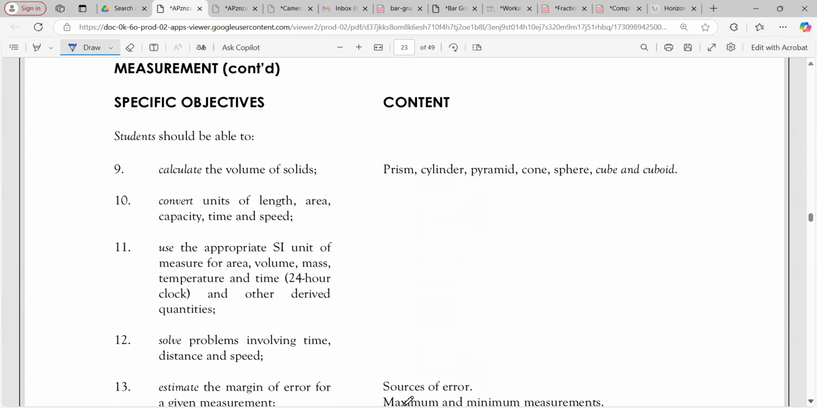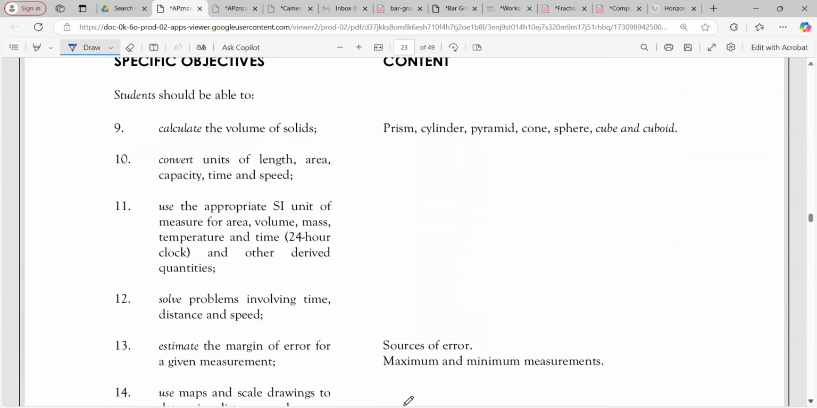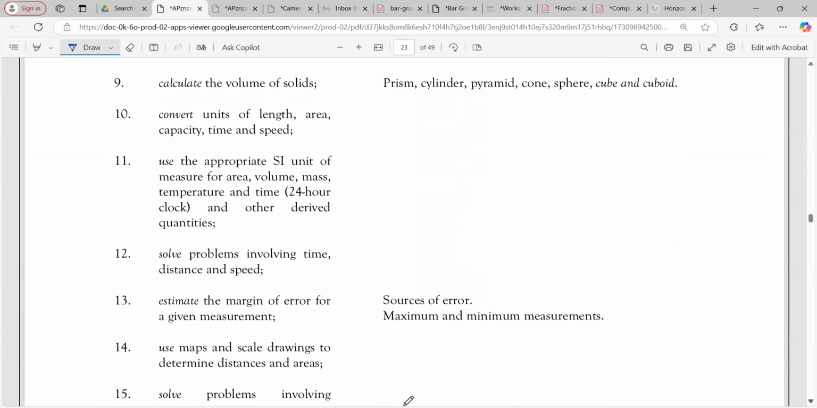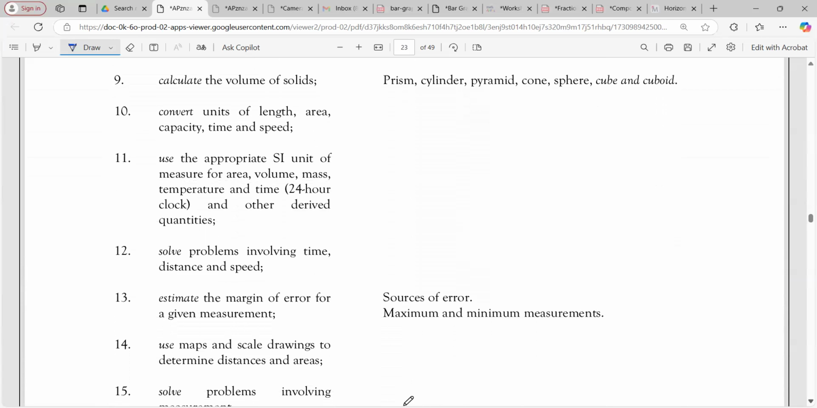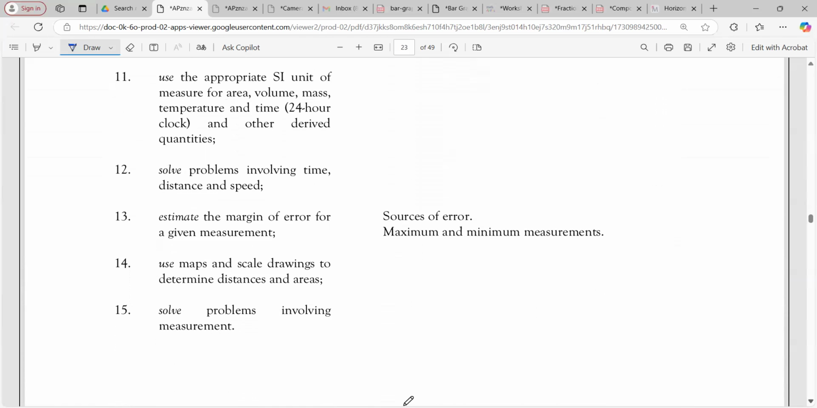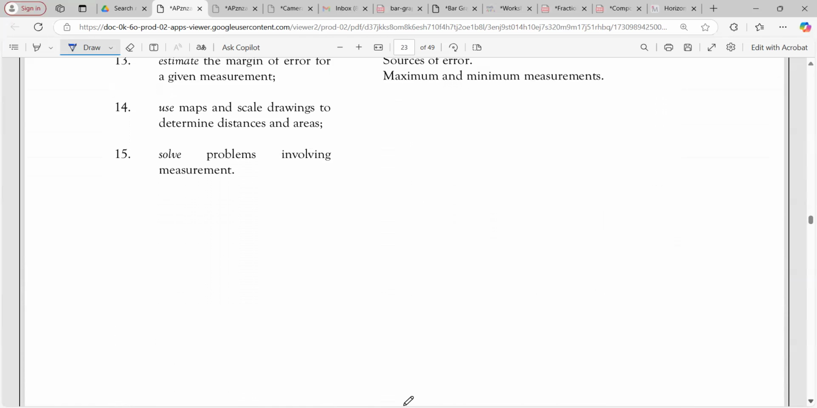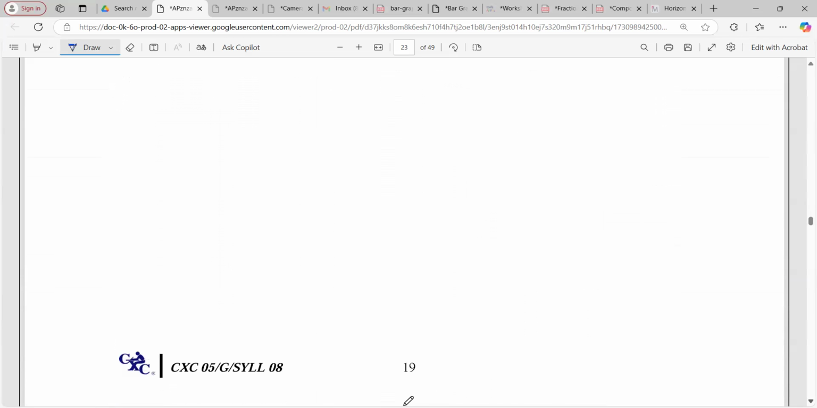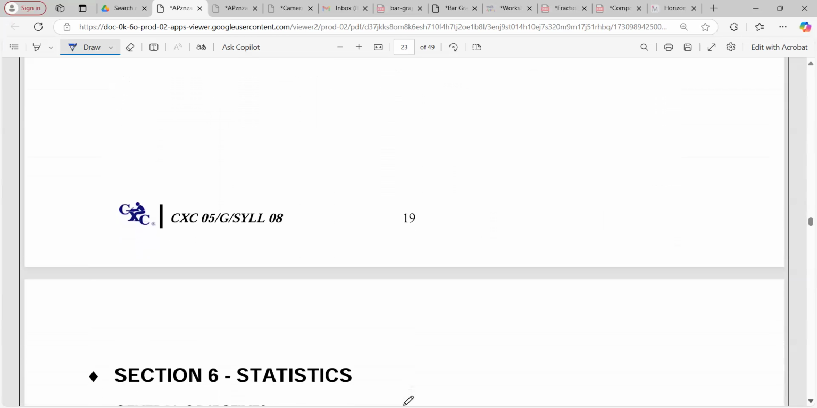We must be able to calculate volume of solids, length and area, capacity and speed. Use appropriate SI units of measurement for area, mass and all of these things. And you must be able to solve problems with distance and speed. It's a lot, guys. It's a lot. So let's take a quick run through.